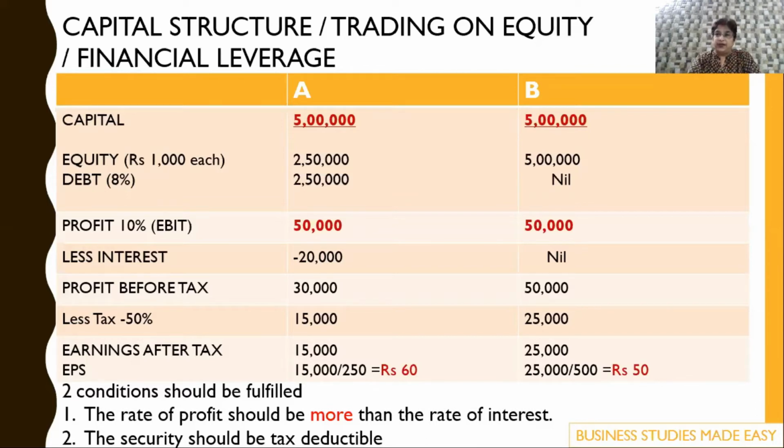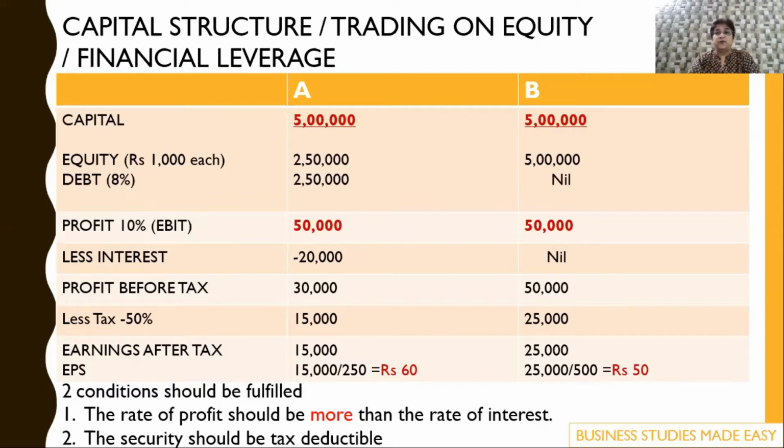Now come to company B. Now company B also had the capital of 5 lakh, but they just issued equity share. Company B never availed of debt. They did not raise any debt. The profit was also the same, 50,000. Now, since they did not raise debt, they did not have to pay any interest. So the profit was 50,000, but they had to pay tax. So tax in their case was 50% of 50,000. That came to 25,000. So what was left to be distributed to the shareholders was 25,000.